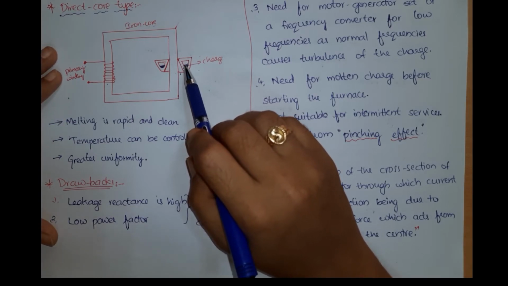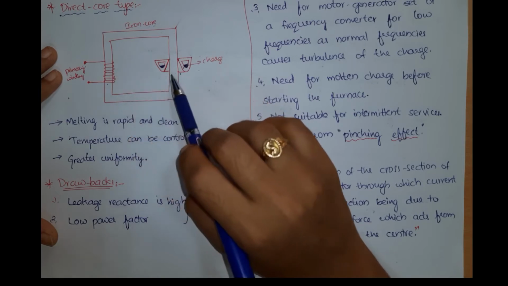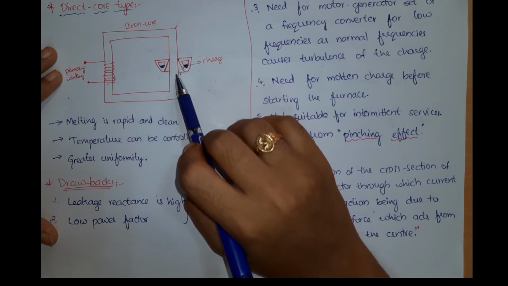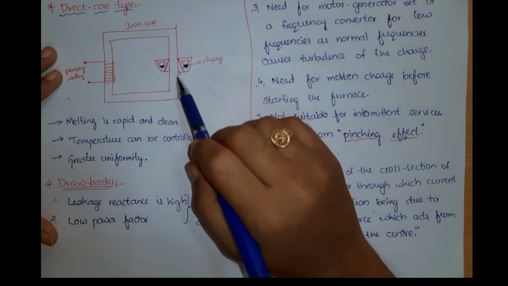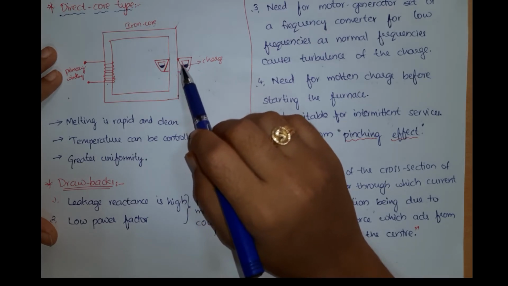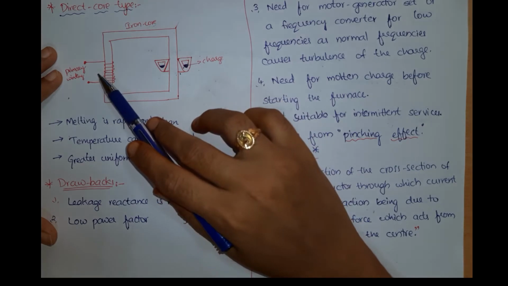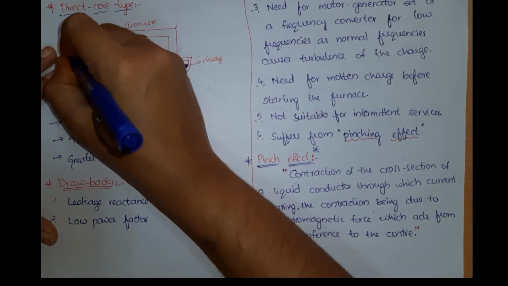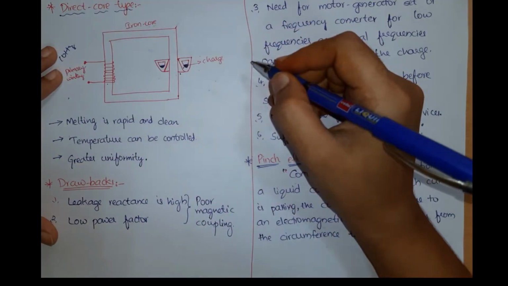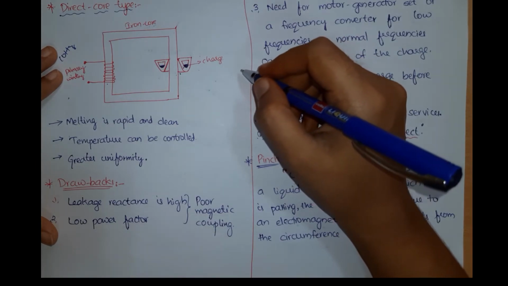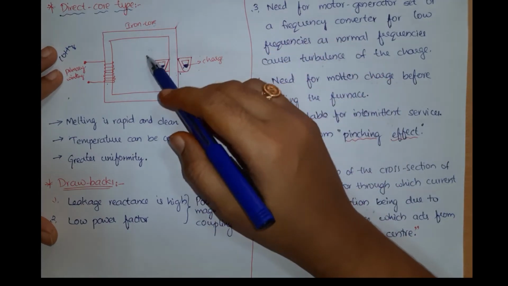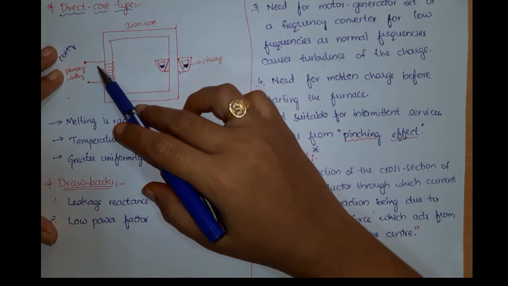Now, since the magnetic coupling between the primary and secondary is very poor, it results in high leakage and very low power factor, right? So in order to compensate the effect of high leakage reactance, a low primary frequency of the order of 10 Hz is used. So to compensate the high leakage reactance, we operate this at low frequencies, such as 10 Hz.